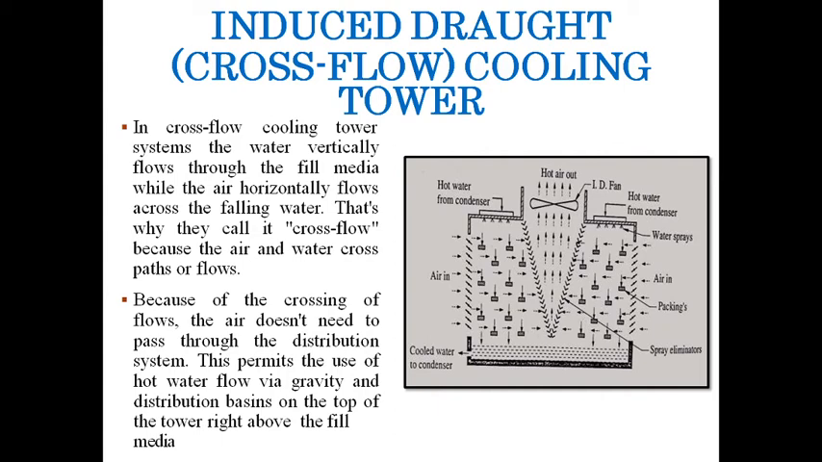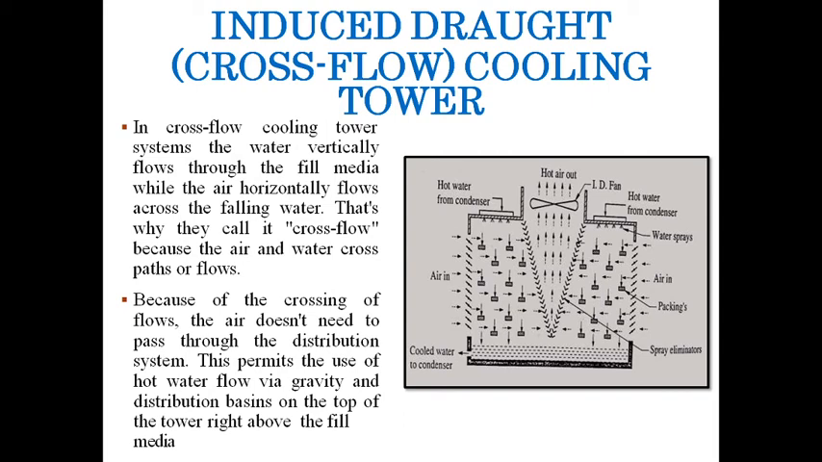Because of the crossing of flow, air does not need to pass through the distribution system. This permits the use of hot water flow via gravity and a distribution basin on the top of the tower right above the film media. Which one is the distribution basin here? Water spray. Purpose of this water spray: uniform liquid distribution. Are you clear or not? Okay. So next one is the spray eliminator. Purpose of this spray eliminator in this tower: prevent the water droplets and mist from escaping the cooling tower.